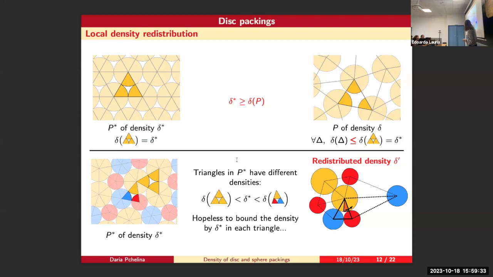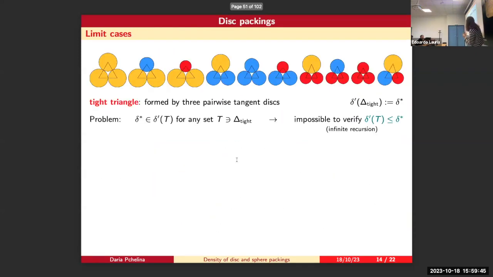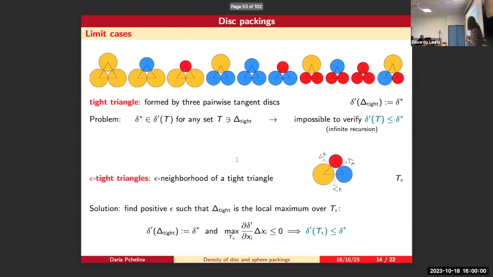Yeah, so the delta is the real density. It's really the proportion of the triangle covered. And I introduced delta prime, which I do not give you. You should just believe me that I introduce it in a way that on all these triangles it equals delta star. And delta star is the optimal density. Okay, so I moved many things under the carpet, notably delta prime, but I don't have time, so sorry.